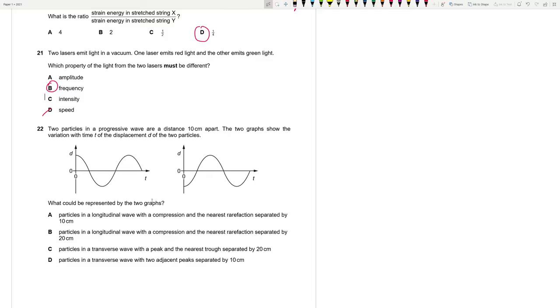Two particles in a progressive wave are a distance 10 centimeters apart. The two graphs show the variation with time t of the displacement d of the two particles. Okay, what could be represented by the two graphs? Particles in a longitudinal wave with a compression and the nearest rarefaction separated by 10 centimeters.